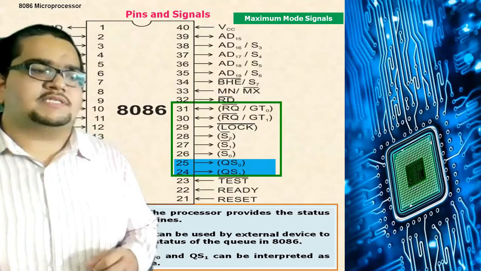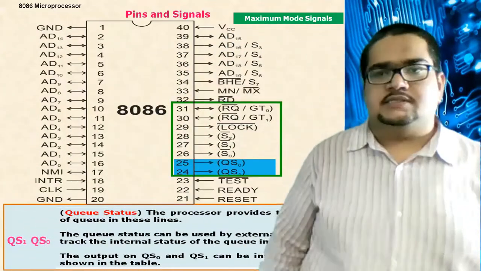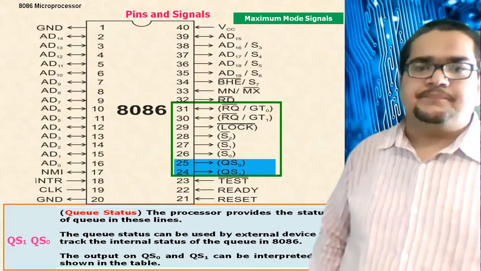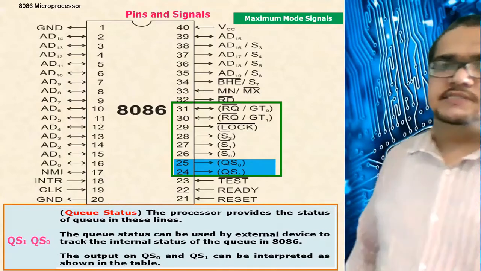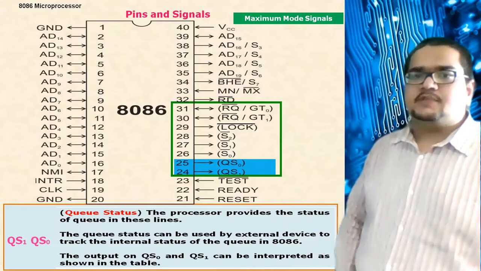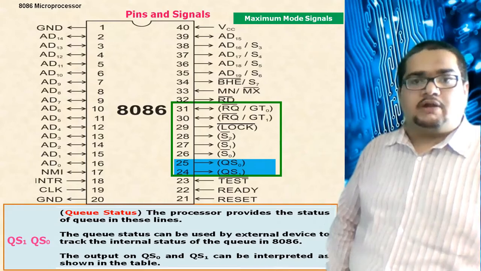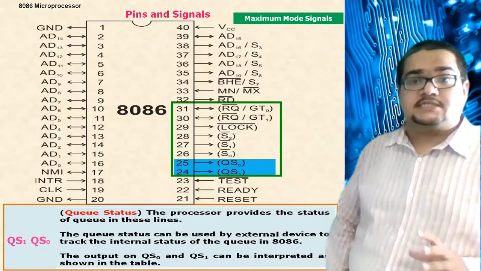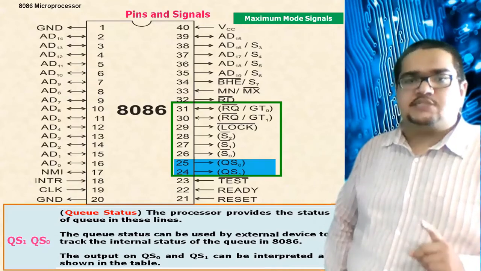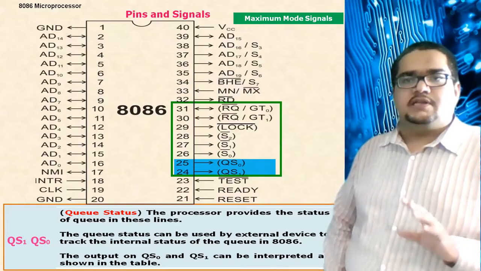We'll be starting our discussion by first talking about the queue status. In the bus interface unit, we have seen that we have an instruction queue of 6 bytes. The 6 byte instruction queue is there in our 8086 bus interface unit. Now, how those operations are going on and what the status of that instruction queue is, these two lines will show us. These two lines show the status of the instruction queue.